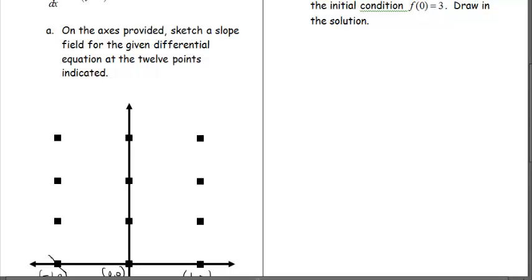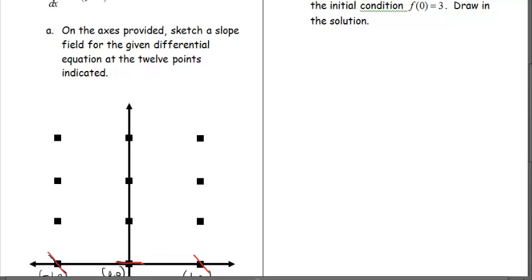All right, let me try 0, 0. X is 0, y is 0. So when x is 0, it doesn't matter what this is. I'm going to get a 0 slope, so I'm going to have a horizontal tangent line. At +1, 0, I'm going to get the same thing that I had at -1, 0 because I'm squaring my x.